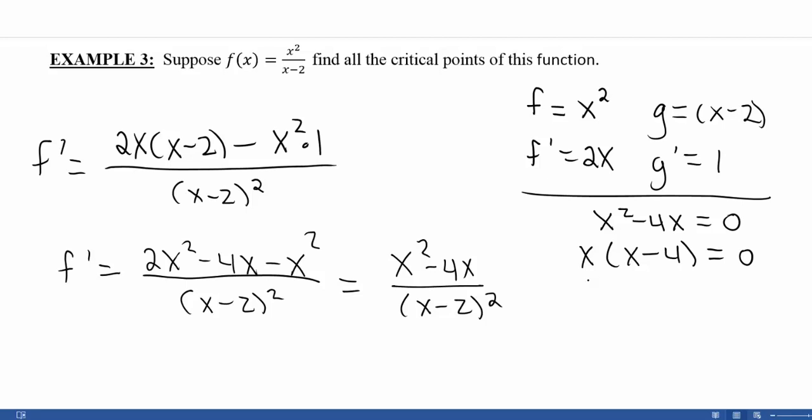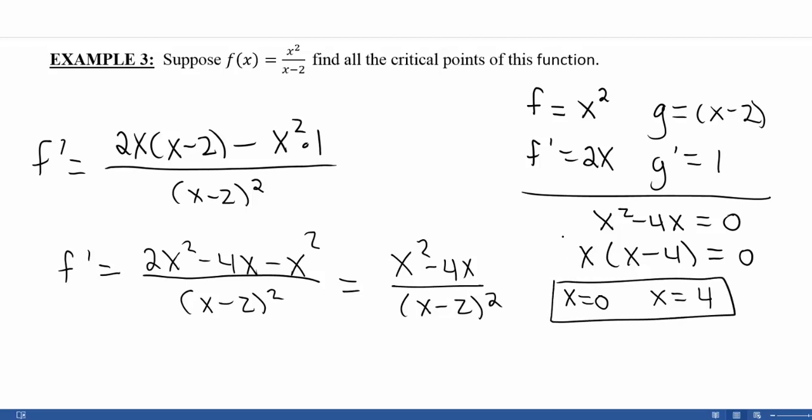Well, that's a value. So that's my first critical point. Now if I set x minus 4 equal to 0, I get x equals 4. That's my second critical point. So from my numerator, I have found two critical points.